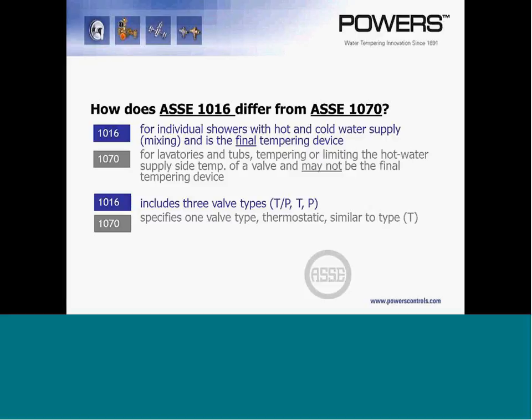So what about 1016 versus 1070? Well, 1016, again, is for individual valves and is the final tempering device. The 1070 is more for laboratories and tubs, and it's limiting the hot water supply, and it may or may not be the final tempering device. So that's where the 1016 valve is the final tempering device. A 1070 valve may or may not be the final tempering device. 1016, again, includes the 3 types of valves that we talked about earlier when compared to 1069. And the 1070 is essentially almost like a straight thermostatic type T valve, except it allows for a broader variation of temperature fluctuations at that point, the plus or minus 7 versus the plus or minus 3.6.